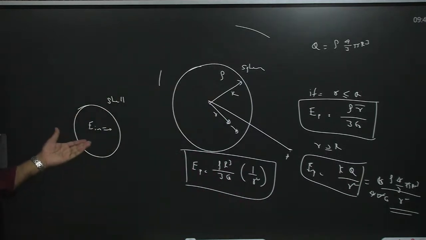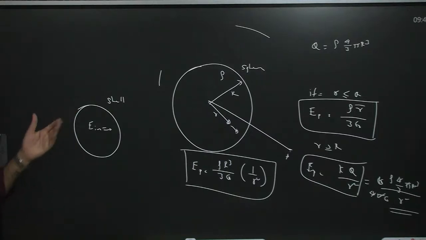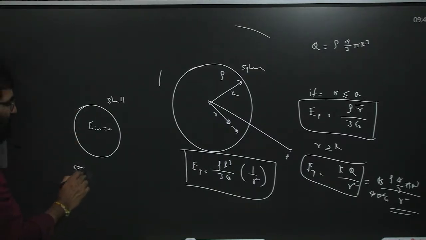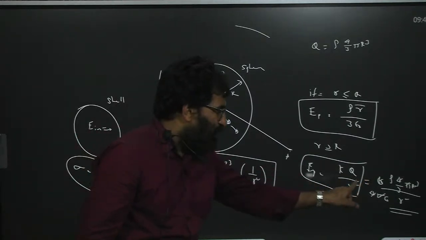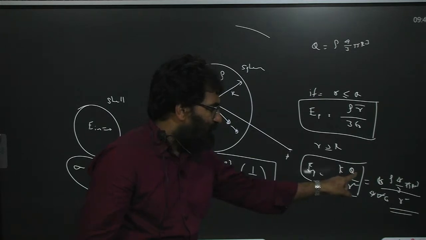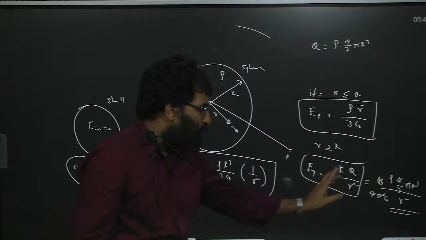But for a shell, is charge volume-wise distributed or area-wise distributed? Area-wise distributed. So sigma is the charge per unit area, with area 4 pi R square. So whenever a shell is given, the charge q is sigma into 4 pi R square, and the field is 1 by 4 pi epsilon naught, sigma into 4 pi R square by small r square.